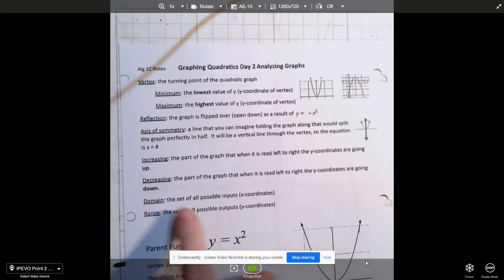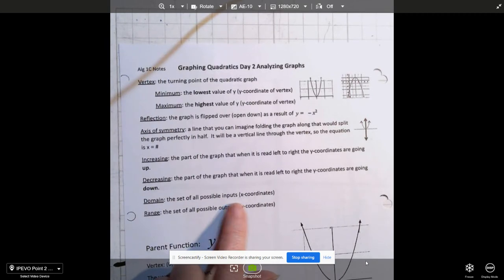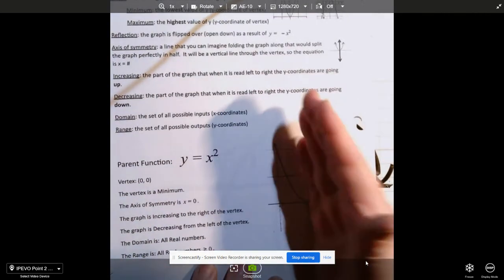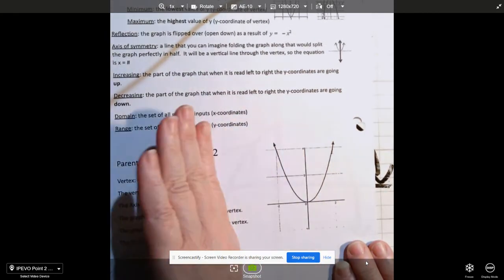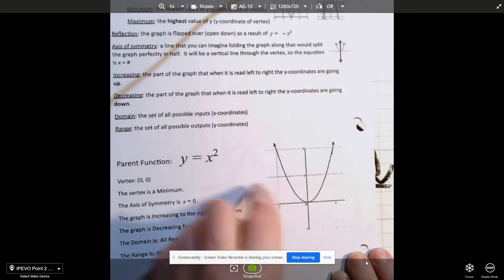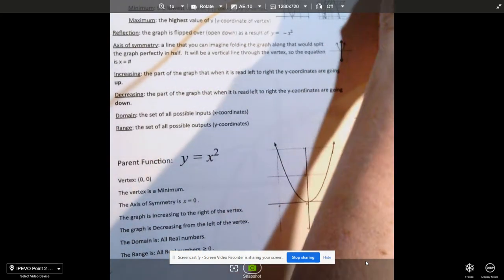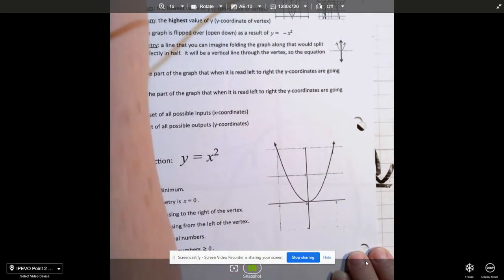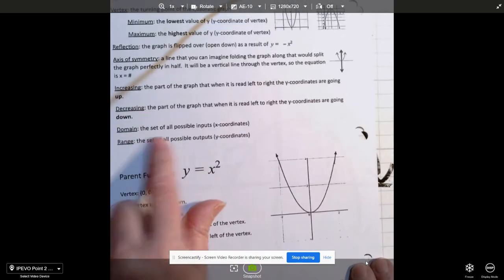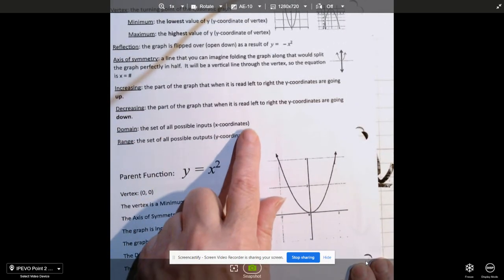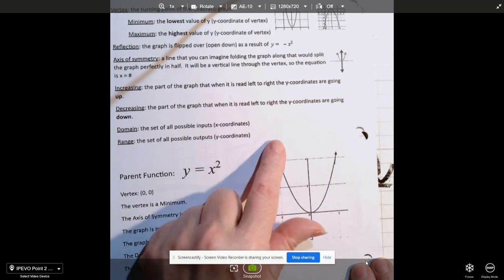And then the domain is the set of all possible inputs, which are your x coordinates. So if you look at the right side of your graph and the left side of your graph, or look at all your x's, is there any value that x cannot be? Well, this goes on and on and on forever in this direction, and this goes on and on and on in this direction. So your domain for x will always be all real numbers for a parabola, for a quadratic equation.